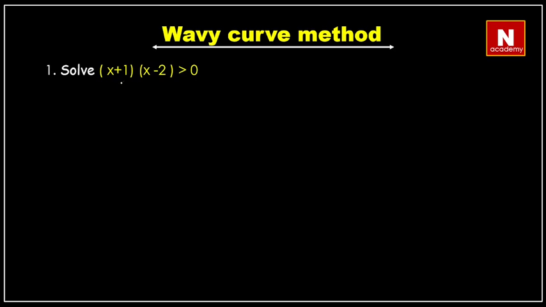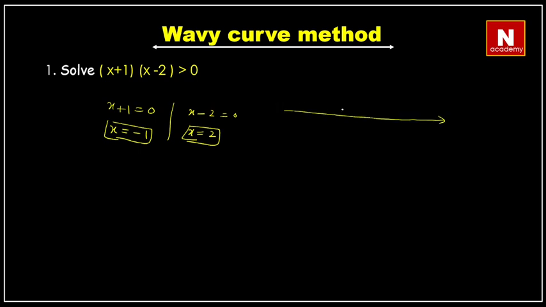In step 3, you have to find the critical points. So equate each bracket to 0. x plus 1 equal to 0, that implies x equals minus 1, and x minus 2 equals 0, that implies x equals 2. These two are called critical points. Now mark these two critical points on the numerical line. So minus 1, 2, I am writing here.